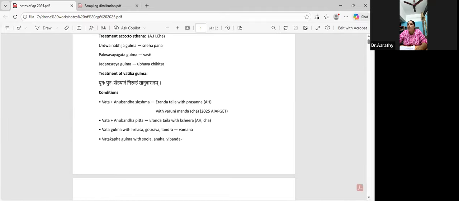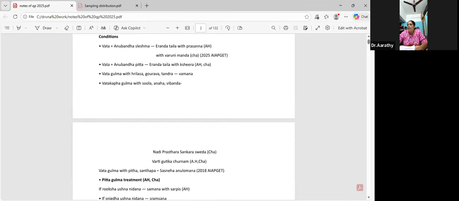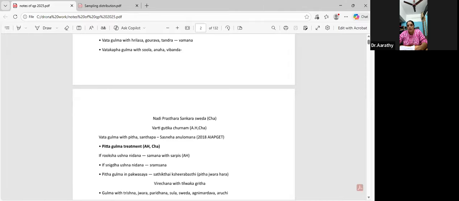Vata Kapha Gulma with Shula, Anaha, Vibanda: Nadi Prastara Sankara Svedam is mentioned by Charaka, while Bhakti Guliga Churna is mentioned by Ashtanga Hridaya. Charaka also says Bhakti Guliga and Churna. So that point is important. You may note it down or mark it down. Then Vata Gulma with Pitta and Sandaha, Sasneha Anulomanam is said. So these conditions are very important. Since one question has come from here, there are more chances that you get questions from these nearby areas. So kindly note it down.